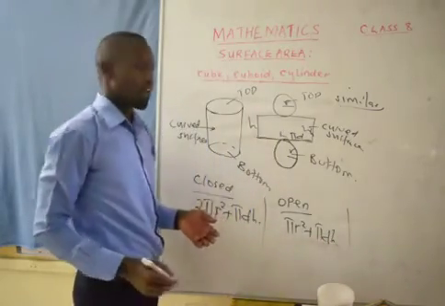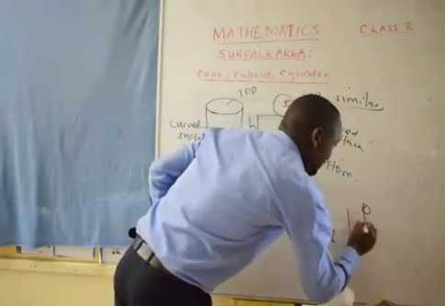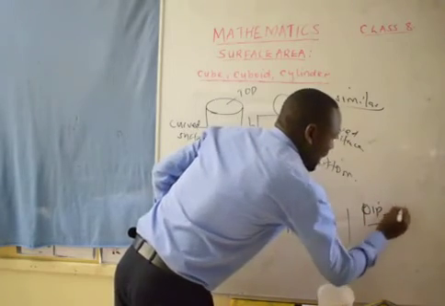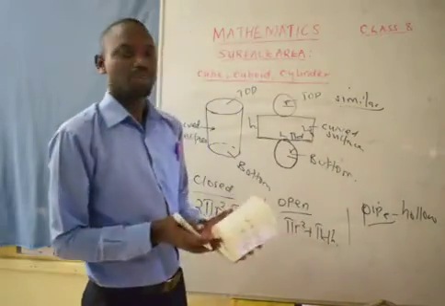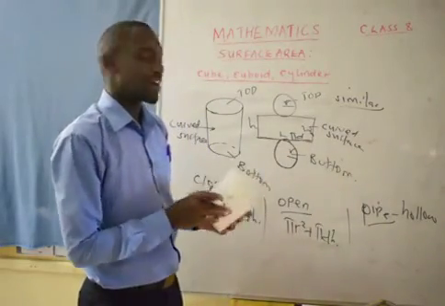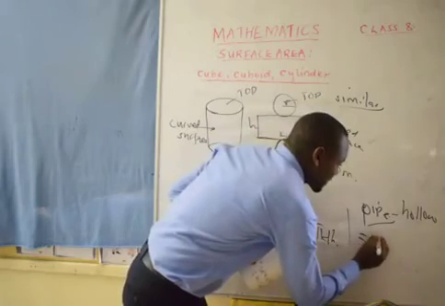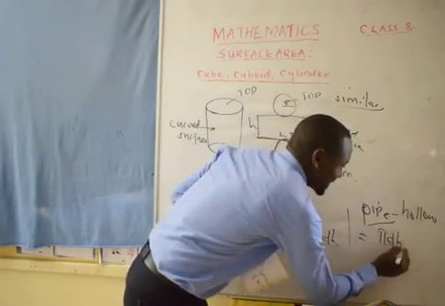And in case of the surface area of a pipe, a pipe is a hollow cylinder. It doesn't have both the top and the bottom, so it is only the area of the curved surface. The surface area of a pipe is given by pi dh.